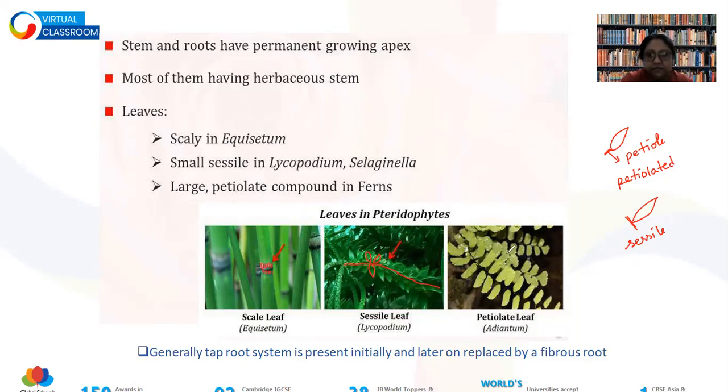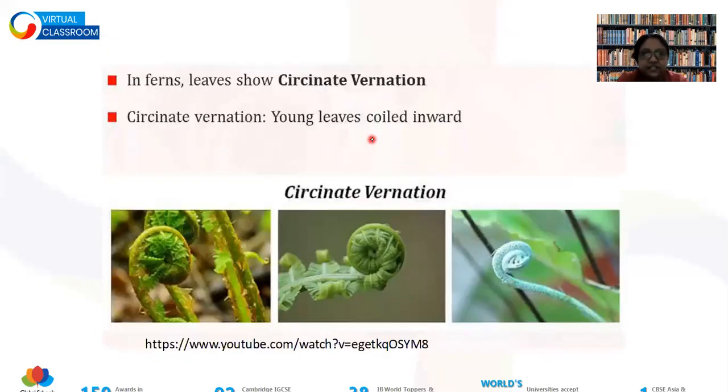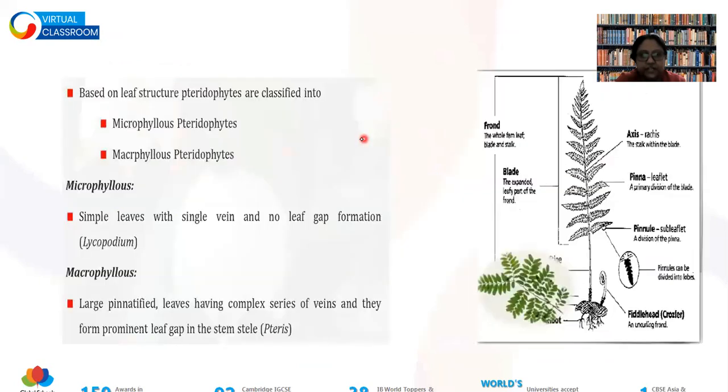It's like hair-like leaves are there. And in adiantum, the leaf has a petiole. So all kinds of diversity are present in the case of pteridophyte leaves. There is one special thing that is present in pteridophytes. It is present in gymnosperms also in some cases. This is called circinate vernation. At the young stage, the leaf is coiled like this. As it matures, the coiling opens and it is then spread like this. Okay, so this is called circinate vernation.